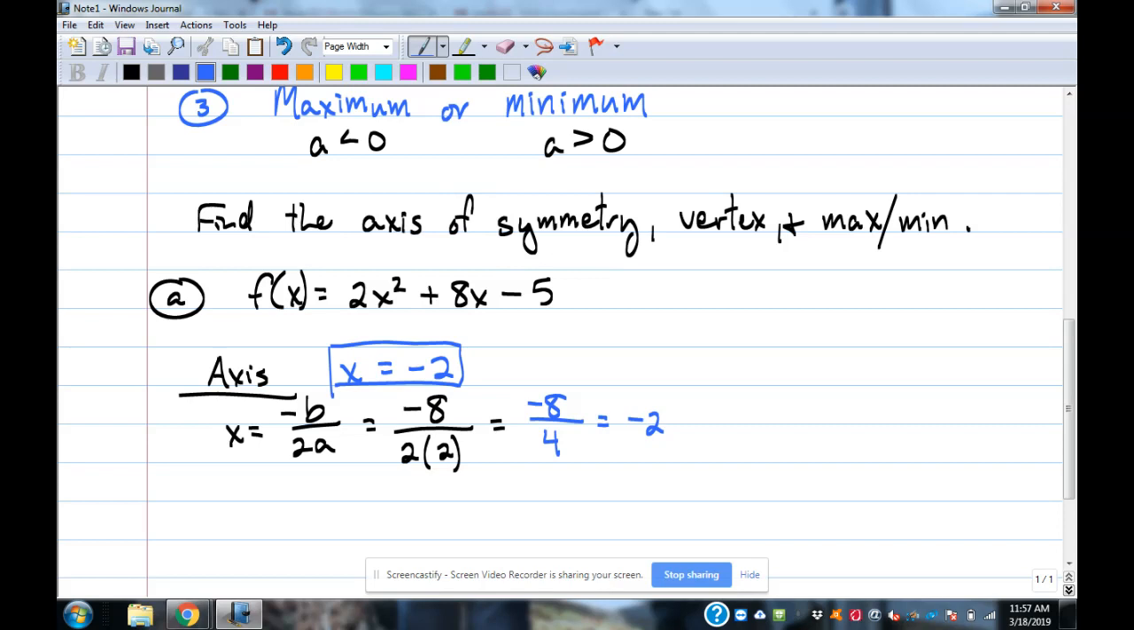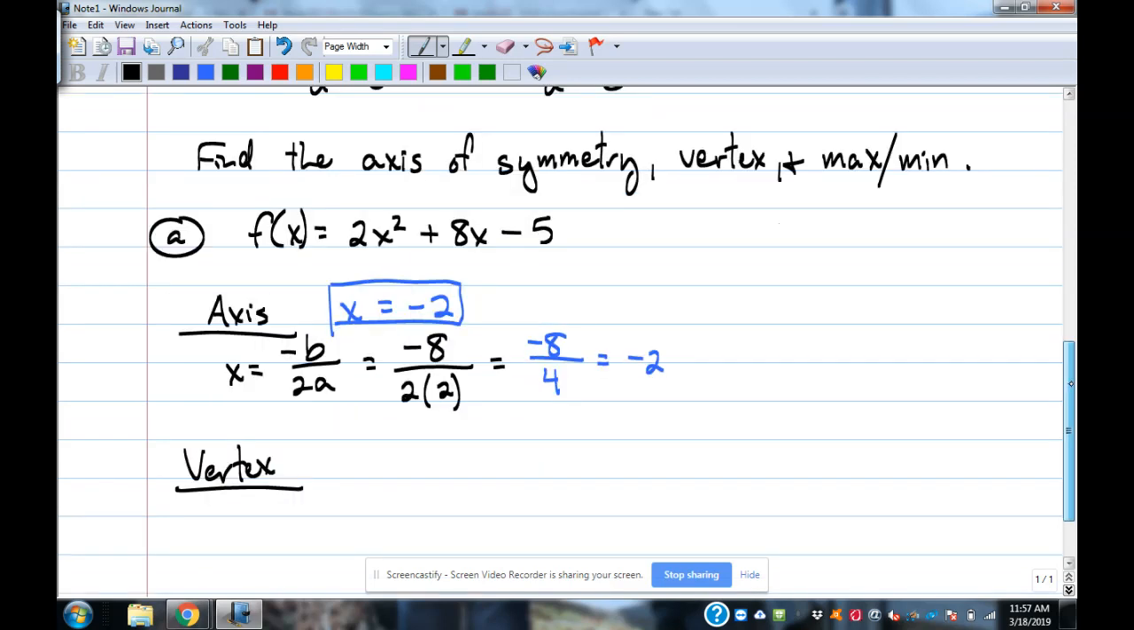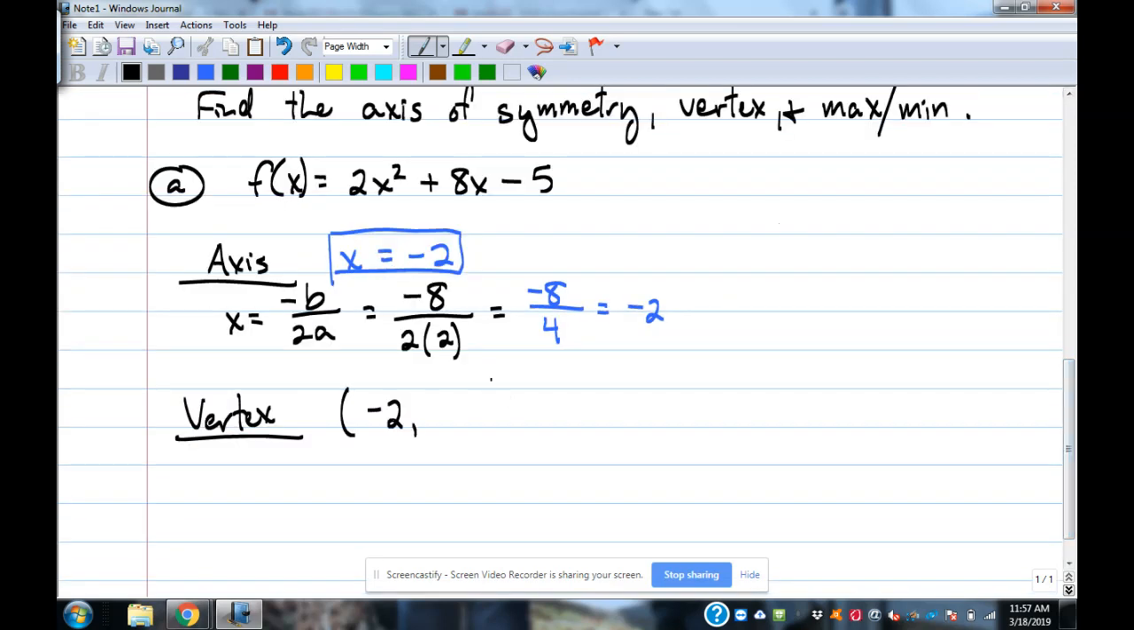Now, because we did all that work, we get half of the vertex for free. So the vertex: we already know that the x value for the vertex is negative 2, because the x value is the exact same number that you find for your axis of symmetry every single time. Never changes. Now, to get the y value, we've got to take negative 2 and plug it into this problem and work it out. So f of negative 2. That's function evaluation, taking negative 2 and putting it in the place of x everywhere in the problem.